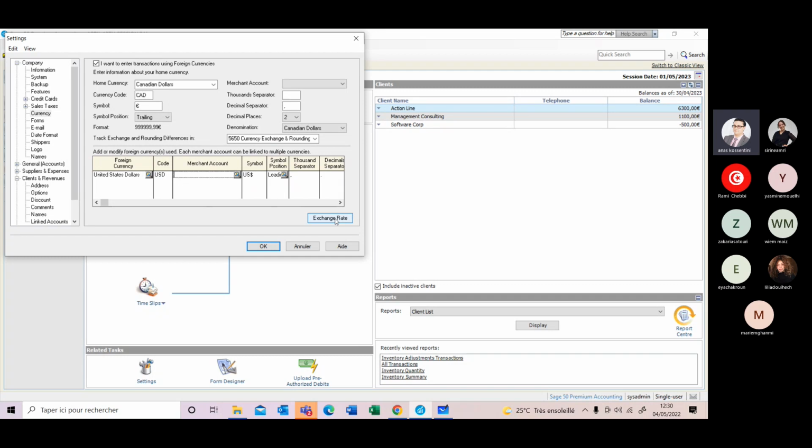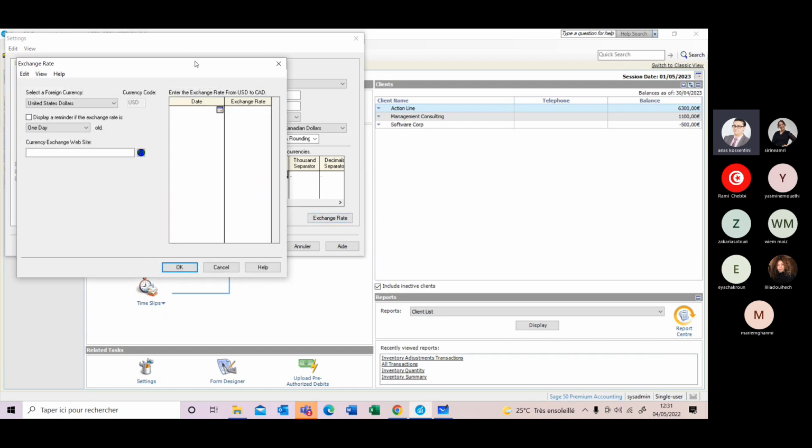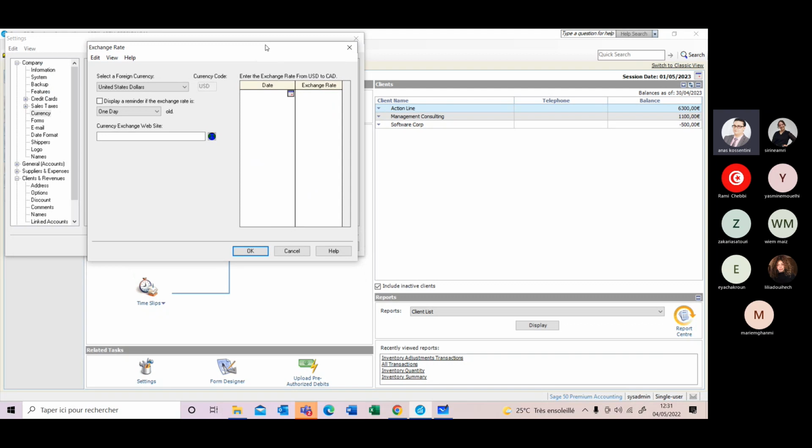You have a tab that we call exchange rate. And this is the most important tab. So when creating this USD or the United States dollar exchange rate, you click on it. And you have here some options that you have to fill in. Selected foreign currencies. This is the United States dollar. Okay, so this is the only foreign currency that we are using in addition to the Canadian dollar.